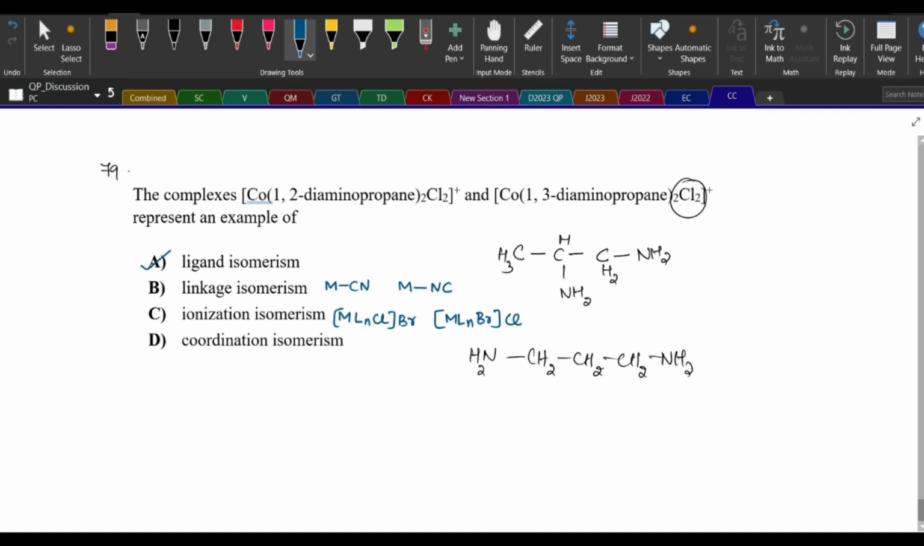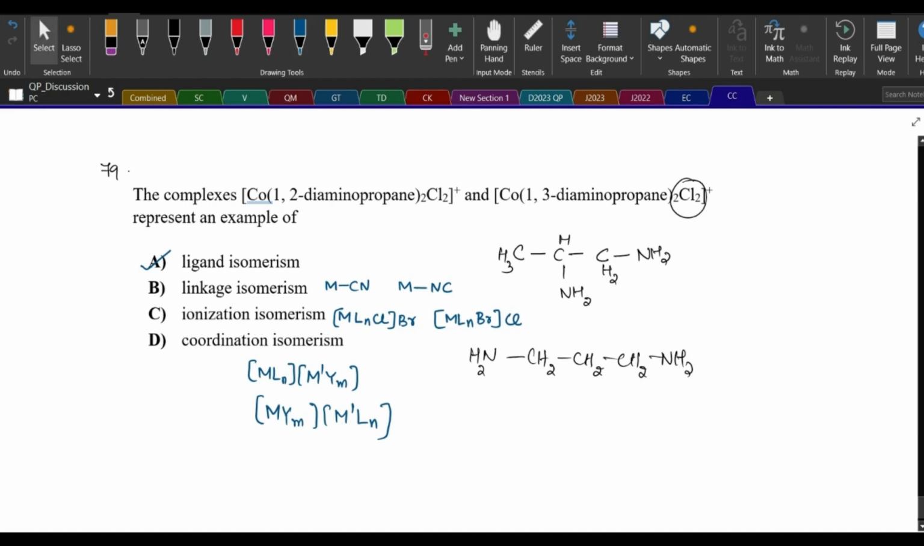Coordination isomerism, you will have two coordination spheres. For example, M with ligand L, and let's say M prime with some other ligand Y. ഇതിന്റെ coordination isomerism എന്ന് വെച്ചാൽ M ന്റെ കൂടെ Y വന്നു, M prime ന്റെ കൂടെ L വന്നു. That's it. This is coordination isomerism. So these are all just typical examples. Questions കാണുമ്പോൾ നിങ്ങൾക്ക് എളുപ്പത്തിൽ ചെയ്യാൻ പറ്റും. So don't worry.